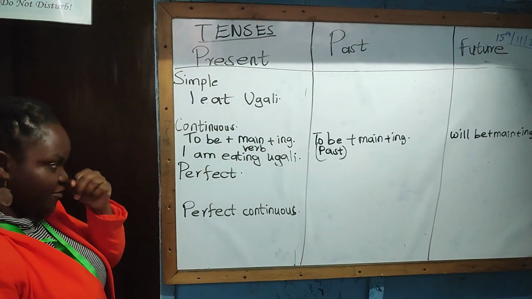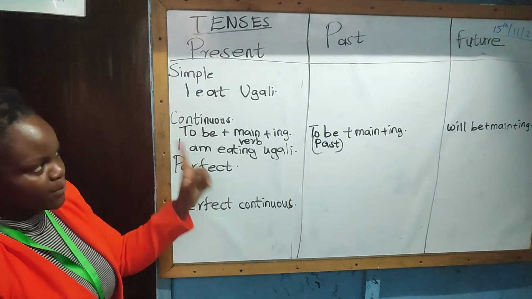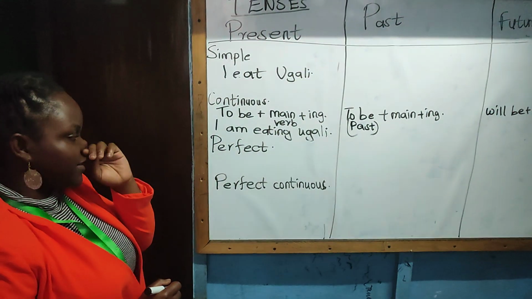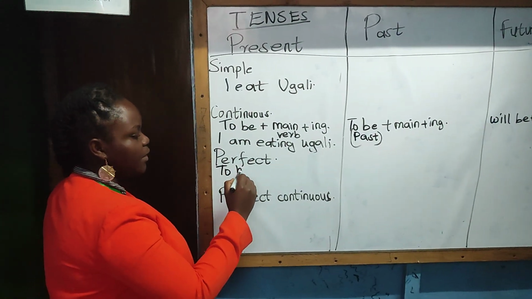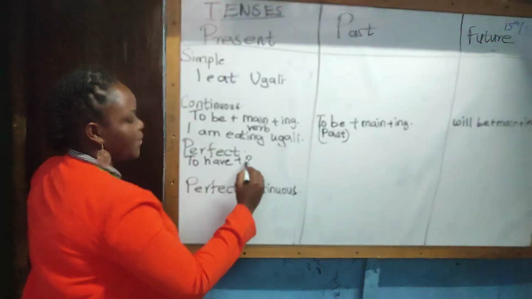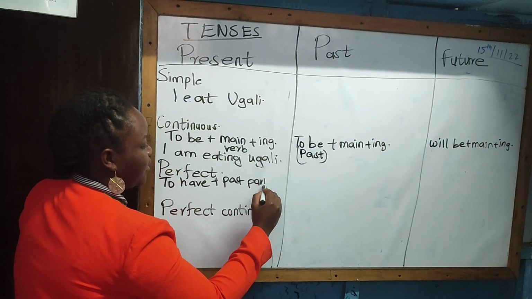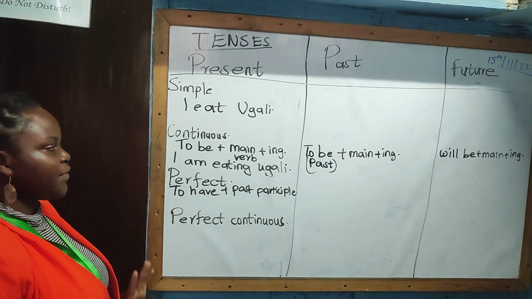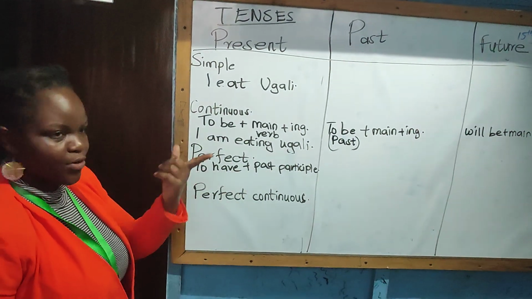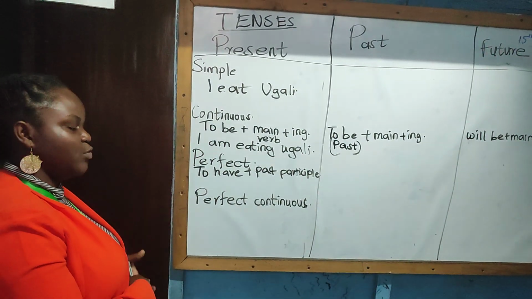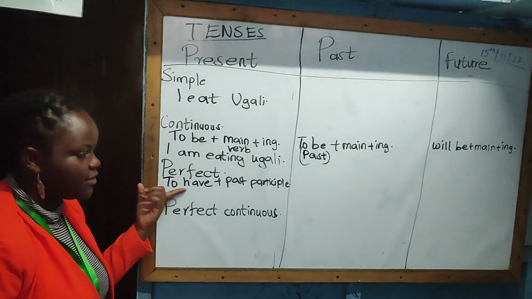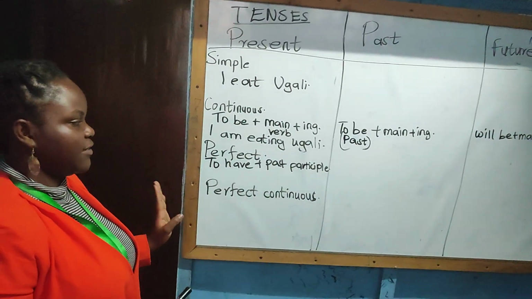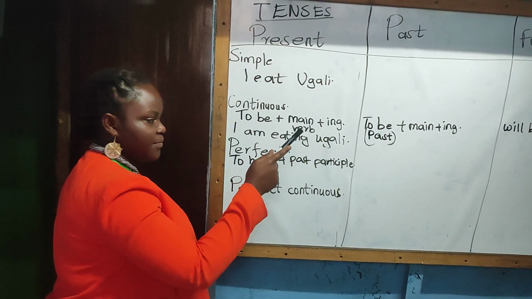Then we go to the perfect form. We have present perfect, past perfect, and future perfect. So how do we form present perfect? We form present perfect when we have the verb to have plus the past participle of the main verb. For example, in a sentence you can say, I have eaten ugali. That is present perfect. We have used the verb to have in present tense, then the past participle of the main verb. Eat in past participle is eaten. So it will become, I have eaten ugali.